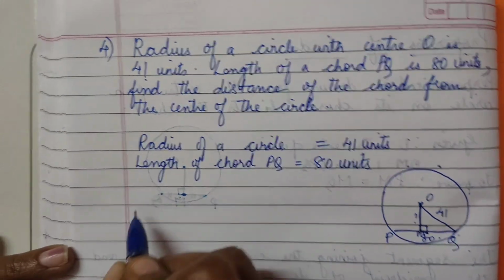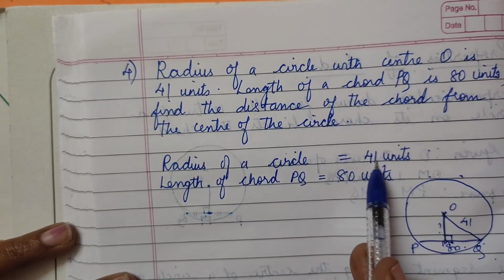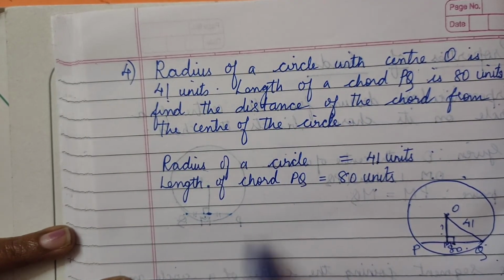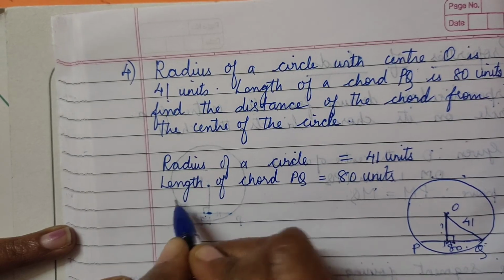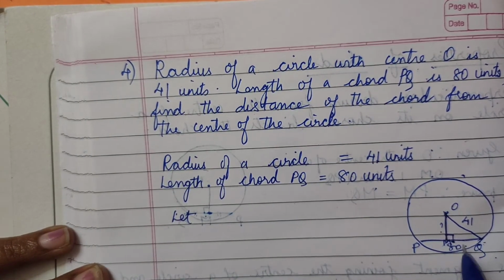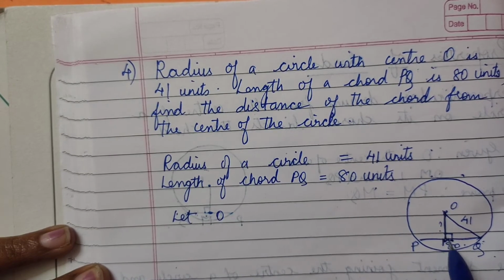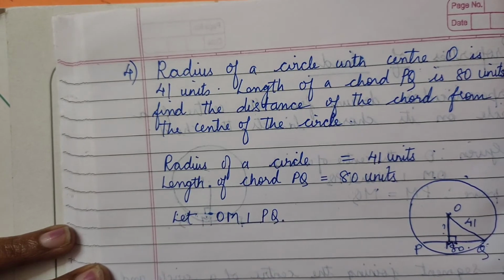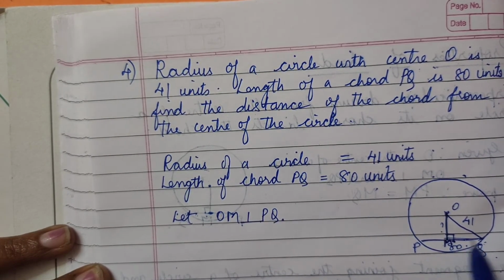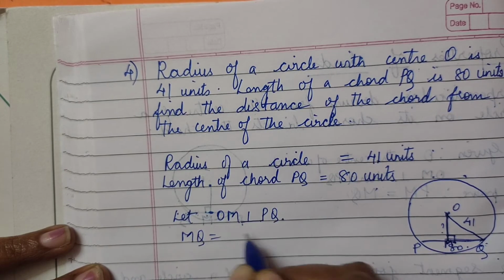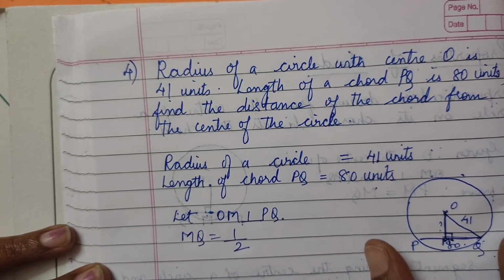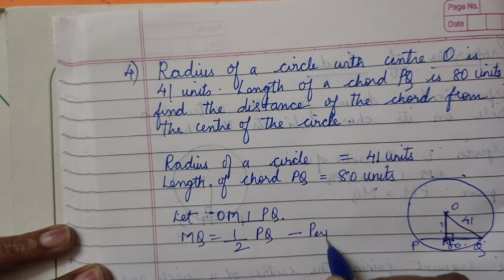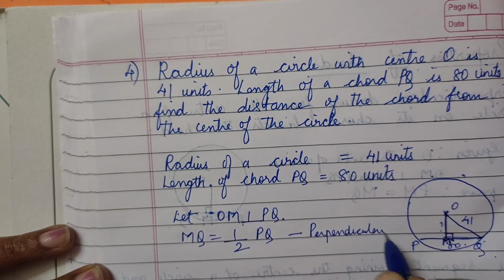Okay, dear. So what I am going to write now. I have written radius of a circle is 41 units and the length of the chord is 80 units. After that you will write, we want MQ. Before that we will write, let OM be perpendicular to chord PQ. Now in this we want MQ. So MQ, जो है, half of PQ. Why is this? Because perpendicular drawn from the center of the circle bisects the chord.